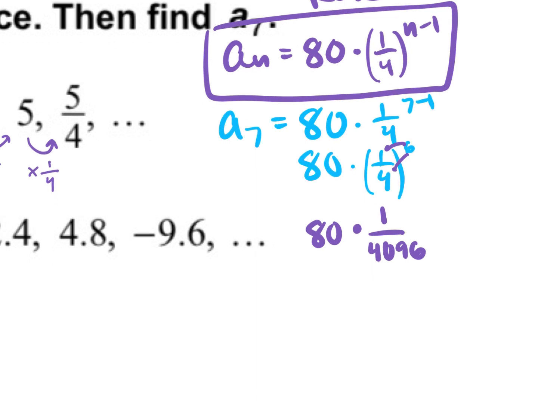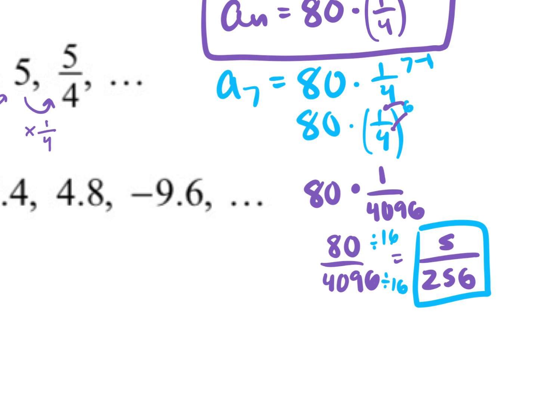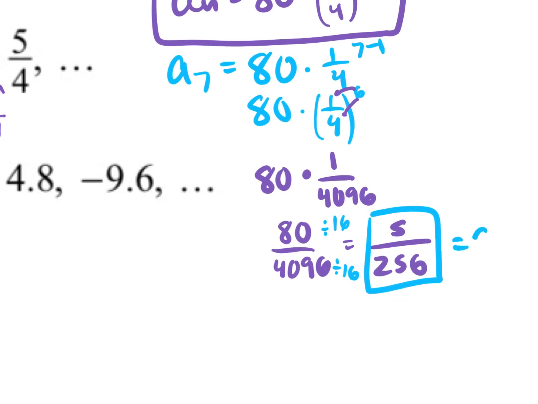And then I multiply this times 80. So I get 80 over 4,096. I can simplify this fraction. I think 16 goes into both of them. So 4,096 divided by 16 is 256, 80 divided by 16 is 5. So we get 5 over 256. So we just simplified by dividing by 16. Where does 16 come from? To simplify, that's what's in common on the top and the bottom. So this would be our 7th term.